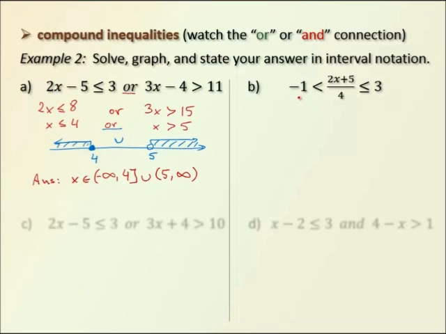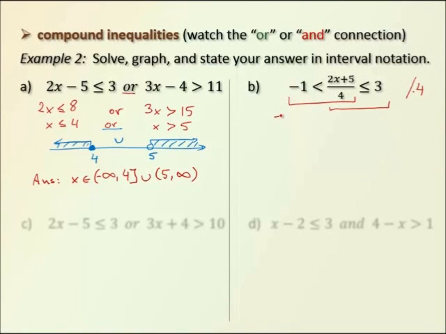Example B should be considered as two simultaneous inequalities, this one and that one, that need to be satisfied by the same x. So the connecting word between these two inequalities is and. You can rewrite them separately, but it's actually a lot easier to work with them just as they are written, with 3 sides. We want to solve for x, therefore we want to get rid of the 4. We're going to multiply both inequalities by 4. So we apply this multiplication by 4 to all 3 sides of the compound inequality.